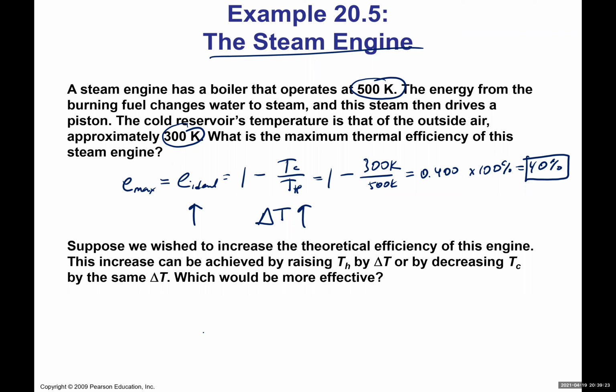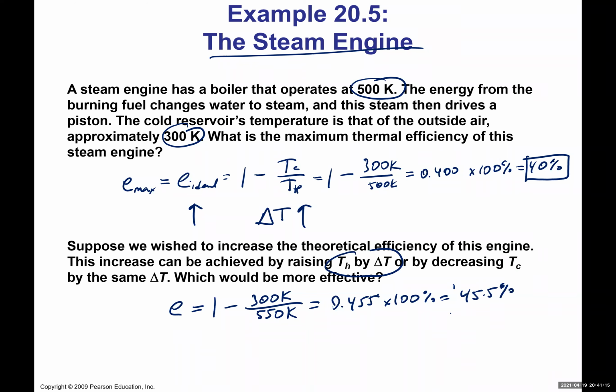In terms of the value that we have, which is 40% efficiency with our original values, let's first do TH increasing by some delta T. So let's say efficiency equals 1 minus, keep this at 300, but increase this one by, let's say, 50 Kelvin. So it becomes 550 Kelvin. If we calculate this, we're going to get 0.455. Multiply this by 100%, we get 45.5% efficiency. That means we get 5.5% more efficiency using a 50 Kelvin higher temperature.